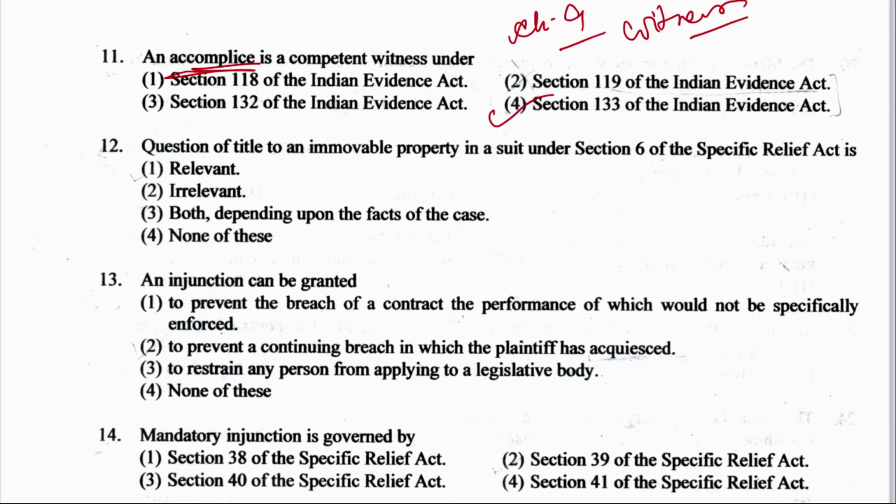And what do the other sections talk about? Section 118 talks about who may testify. Okay, 119 talks about witness unable to communicate verbally. Now 132 talks about witness not excused from answering on the ground that answer will criminate.